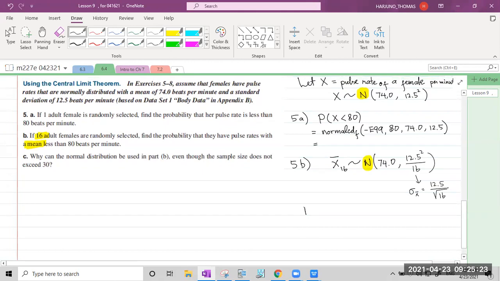Okay, now part B, probability notation: the probability that the average pulse rate of 16 females is less than 80 will be normal CDF, negative E99, 80, 74.0, that's the mean, and standard deviation is 12.5 over square root of 16.